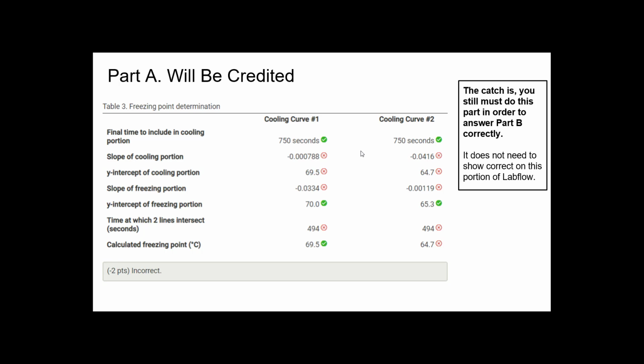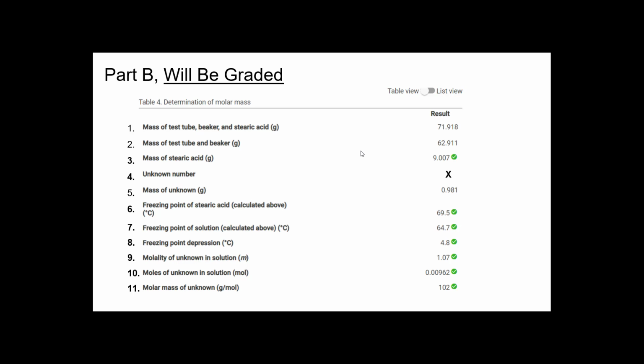But again, one last time. Part A doesn't matter if you get it wrong. I'm going to credit everybody for this portion, because if I can't get it right, I don't understand. But I had the right values in order, so I still had to do the work. I just didn't have to have it correct on LabFlow. But the second part, I will be grading, so you have to have this portion right.